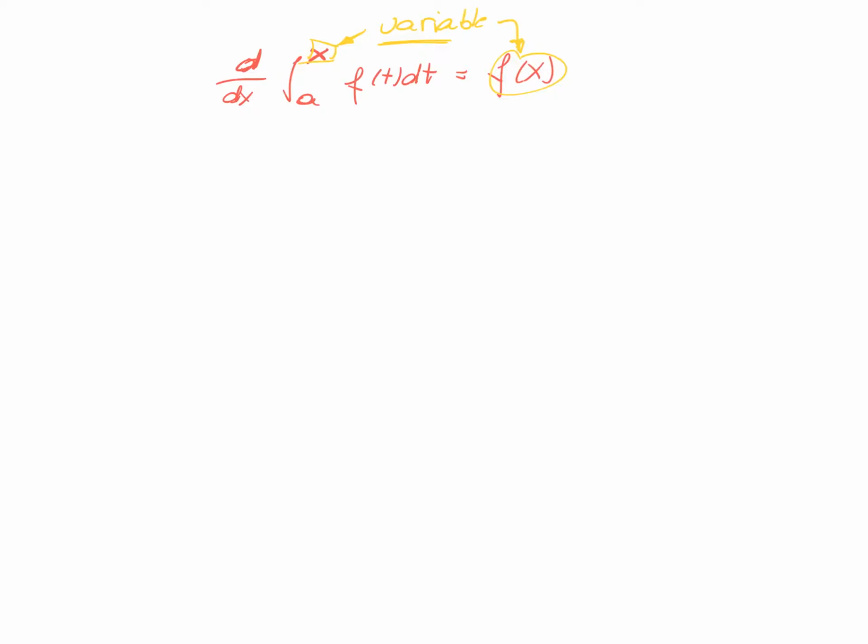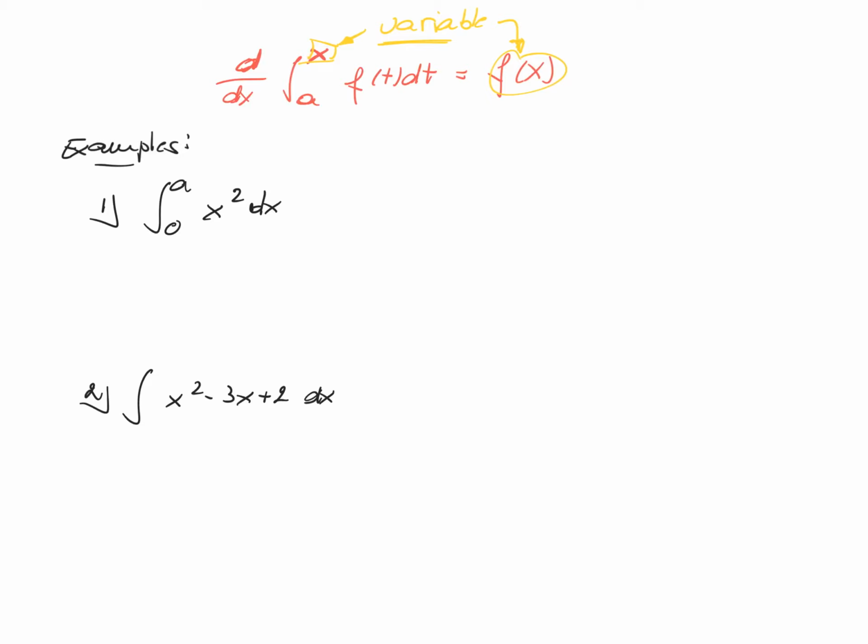Let us then apply the formula for the definite integral to some examples. For the first one, take the integral between 0 and a of the function x squared dx. And for the second integral, take the integral of x squared minus 3x plus 2 dx between the values minus 1 and 2. What you have to do is first calculate the indefinite integral, so the integral without any boundaries, and then plug in the boundaries.